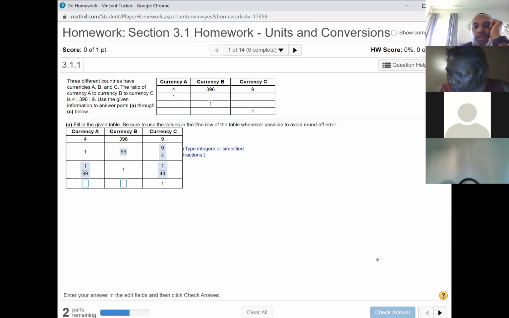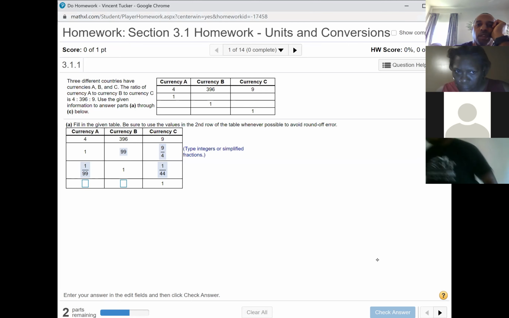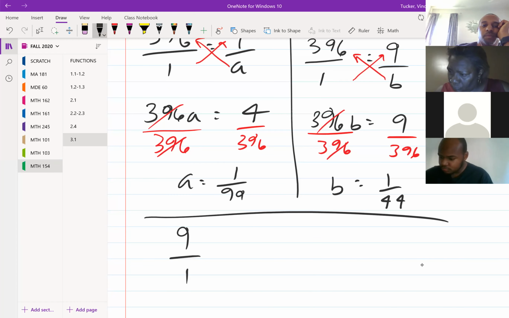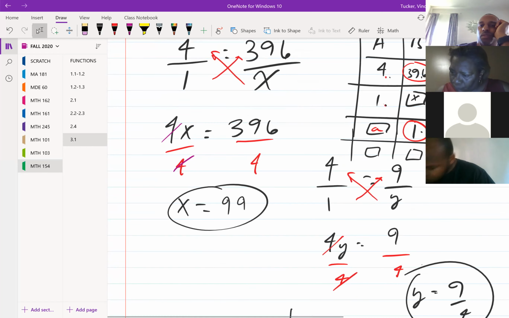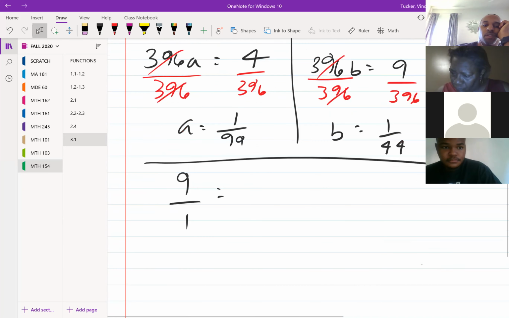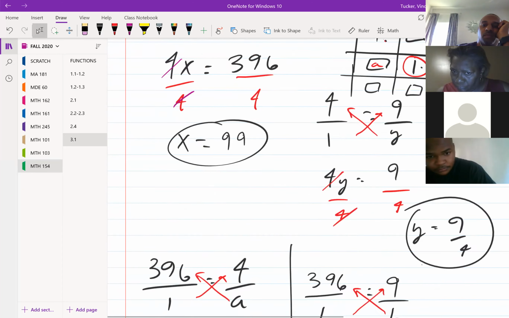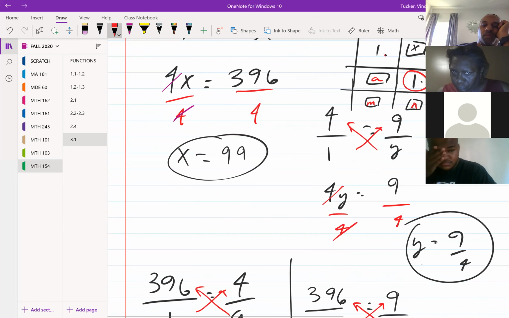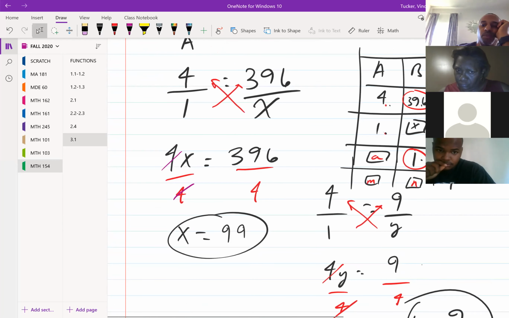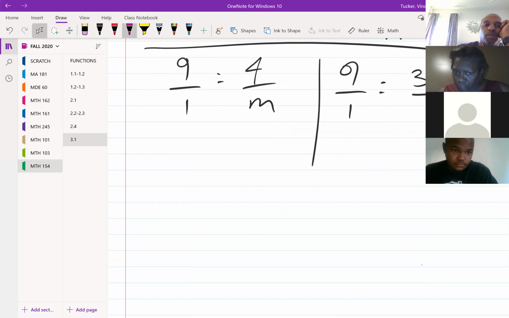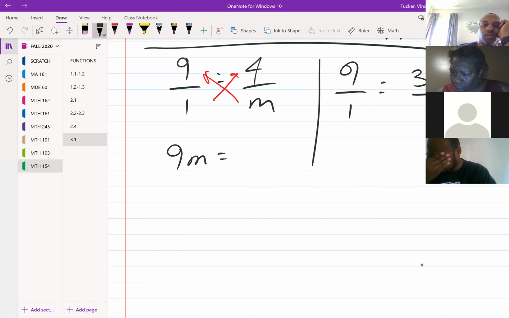So, we can go do the last one. We got 9 over 1. As I mentioned, that's our standard ratio. And so we'll do 4 and 396. So just calling them another variable. And we would cross multiply. Divide by 9.